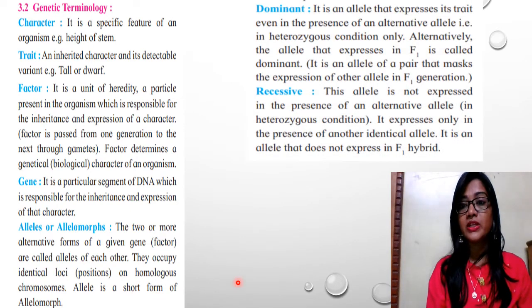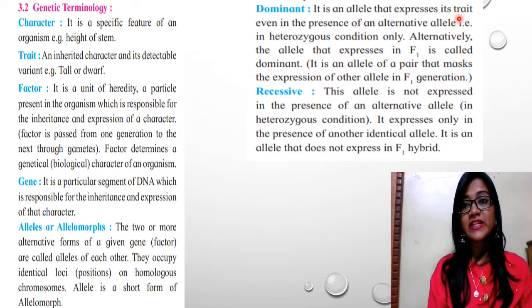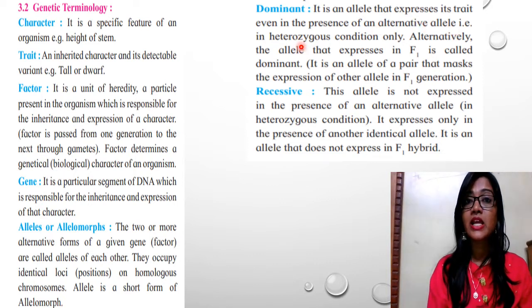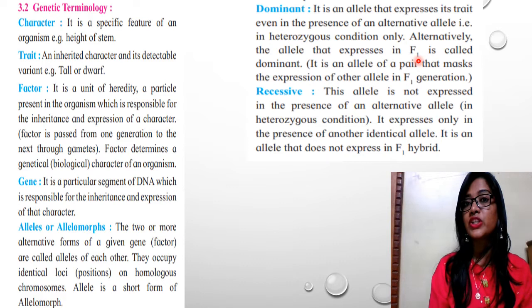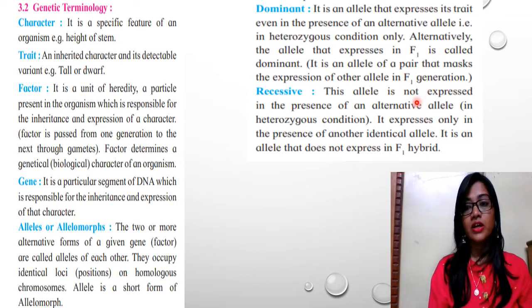Now, what is a dominant and recessive character? Dominant character is an allele that expresses its trait even in the presence of an alternative allele, that is, in heterozygous condition only. If capital T is present, it gets expressed even when small t is present. Alternatively, the allele that expresses in the F1 generation, that is the first generation, is called dominant character, and it is an allele of a pair that masks the expression of the other allele in the F1 generation. It suppresses the expression of the other character.